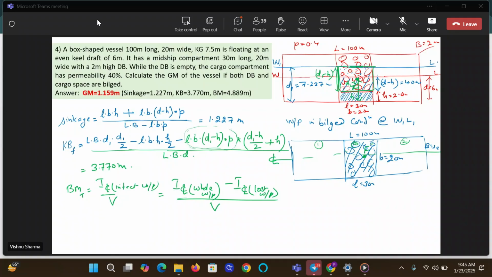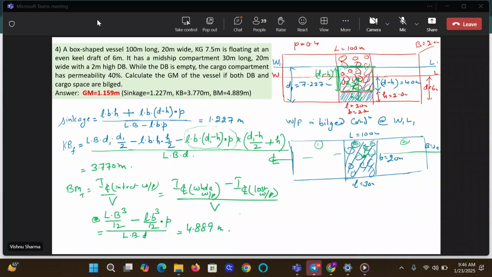If you're comfortable, you can put the values, otherwise you can write in the notational form. What will it be? It will be L B cube by 12, that is the first term, minus, what is the second term? If it was empty, it is LB cube by 12, since there is permeability, multiplied by P, divided by volume of displacement LBD. And when you put these values, you'll automatically get the answer of 4.889 meters.